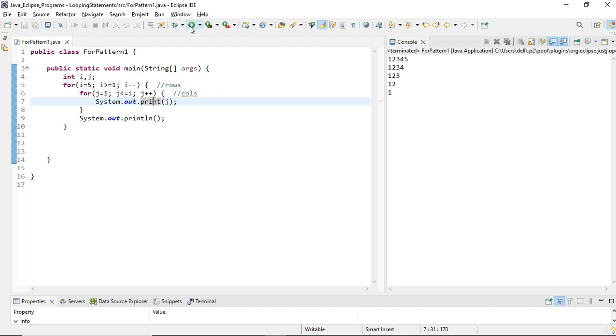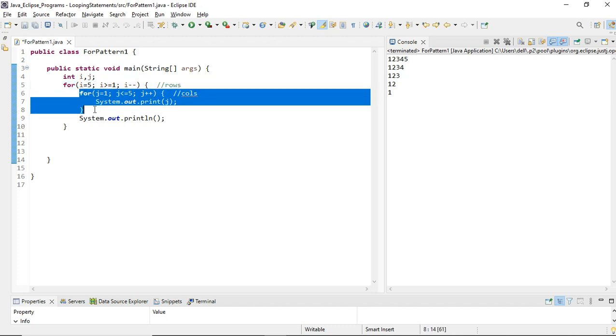Got it? So this is the output. Very simple. Okay, so how is it running? When I is 5, 5 will be substituted here, meaning it will run 1 to 5 times and print the numbers 1 to 5. See. Okay.